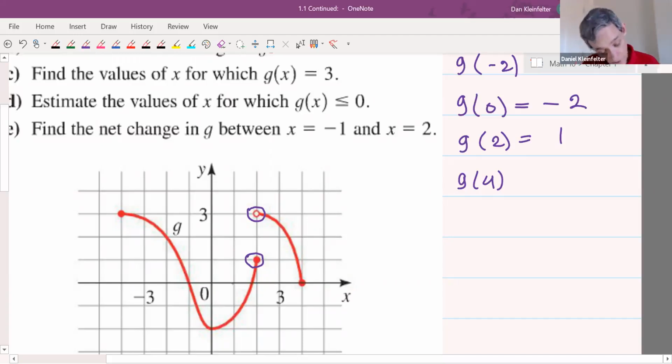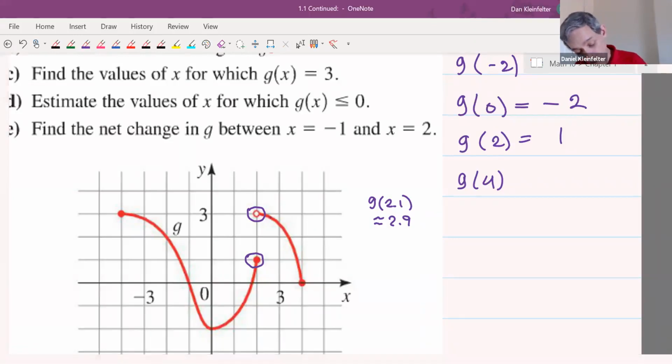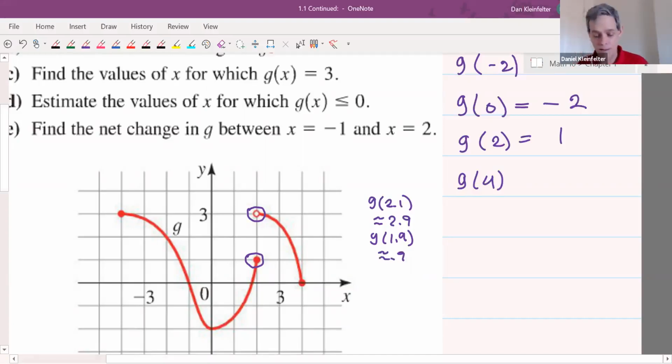It is true that f of like 2.1, sorry, it's g, isn't it? G of 2.1 is a little bit under 3. It's like 2.9 something, right? If you go just to the right of 2, you'll be on this piece of the curve. So it's pretty close to 3. If you were at G of 1.9, it's going to be pretty close to 1. So it's probably like 0.9 or something.